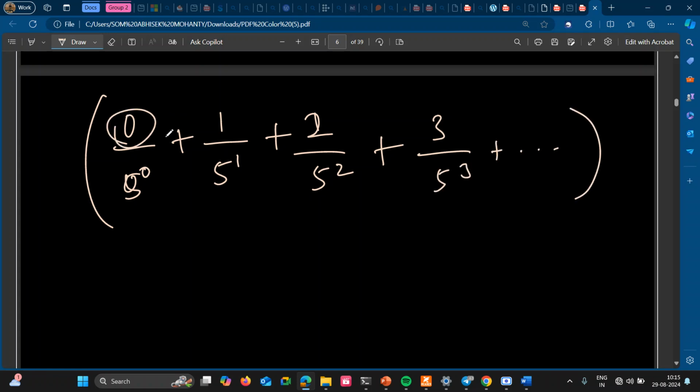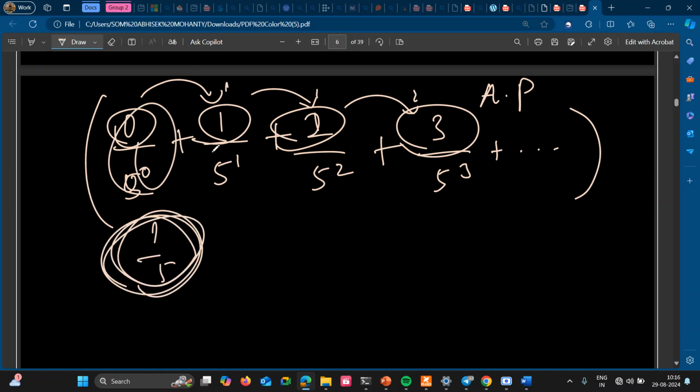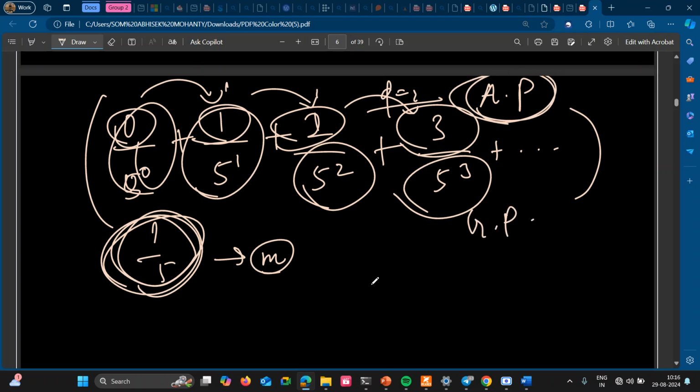So see, the upper parts are increasing by 1, 1, 1, 1. This is arithmetic progression, AP. And the lower parts are increasing by a common multiple of 1 by 5, 1 by 5, another square. So this is your common multiple M, and this is your common difference D. So this is arithmetic progression, and the lower part is geometric progression. So as a mix, it's called arithmetico-geometric progression. Did you get it?